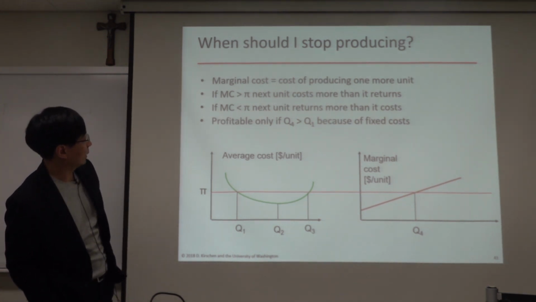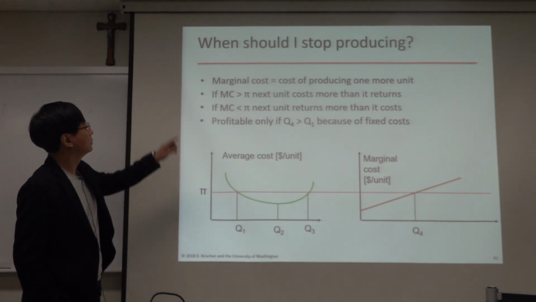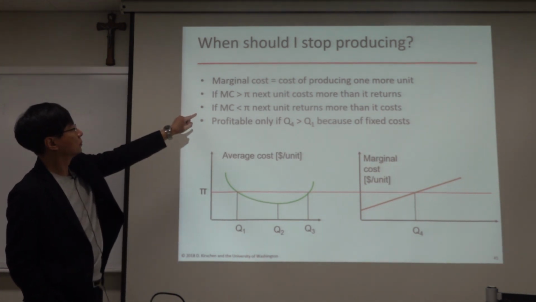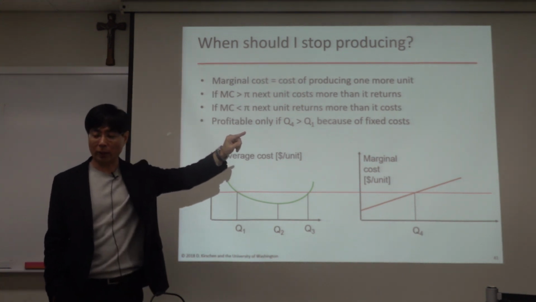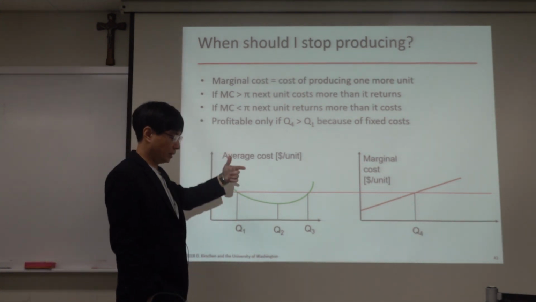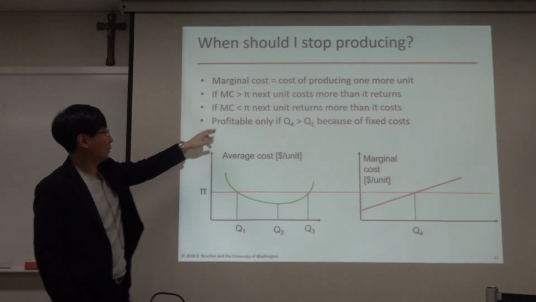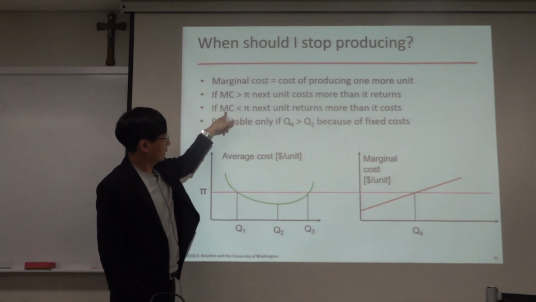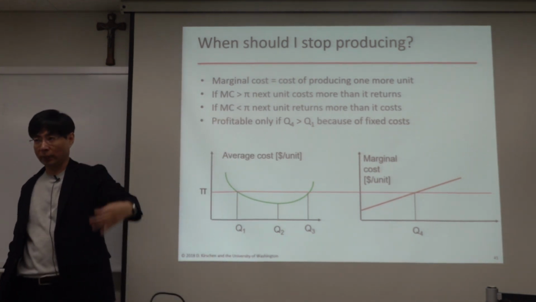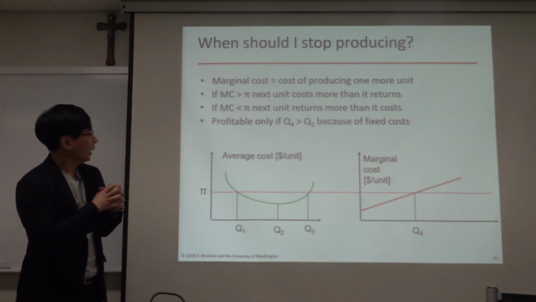Sorry, I said the other way around. If marginal cost is greater than market price, we need to stop producing. In this case, we need to keep producing.